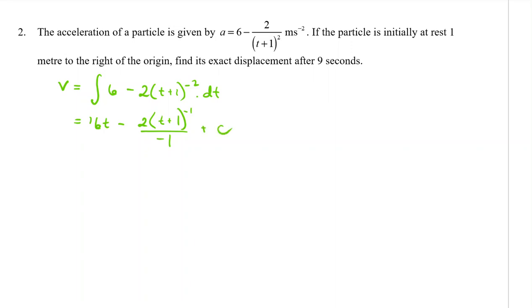Okay, I'll go back to them in a minute. All right, let's just tidy that up. That was a 6. So we have 6t, the 2 minuses become a plus, 2t plus 1 to the power of negative 1 plus c. All right, we almost have our velocity equation.